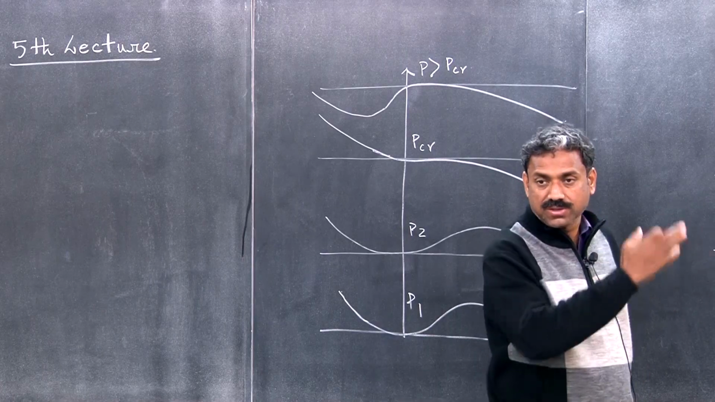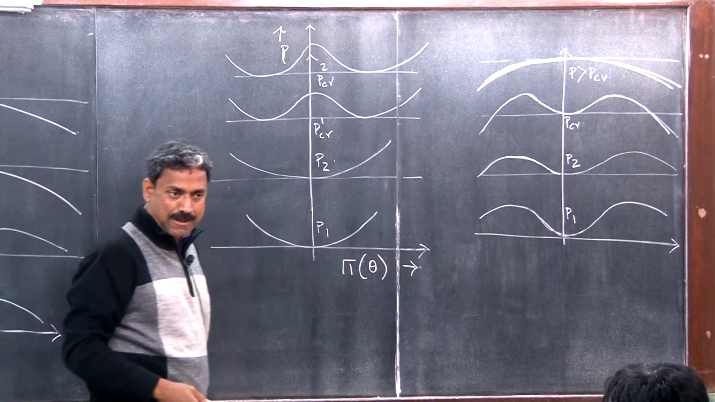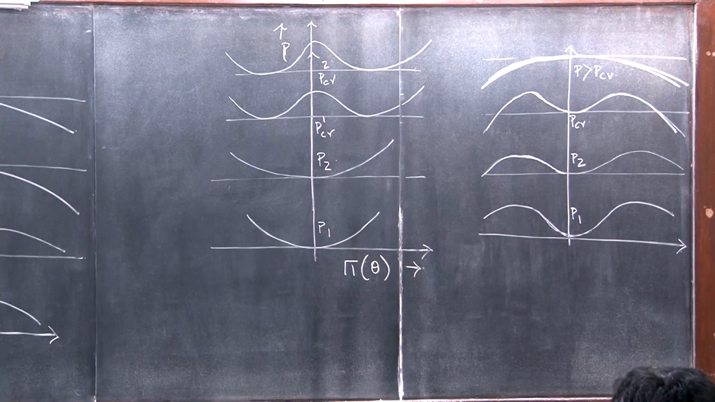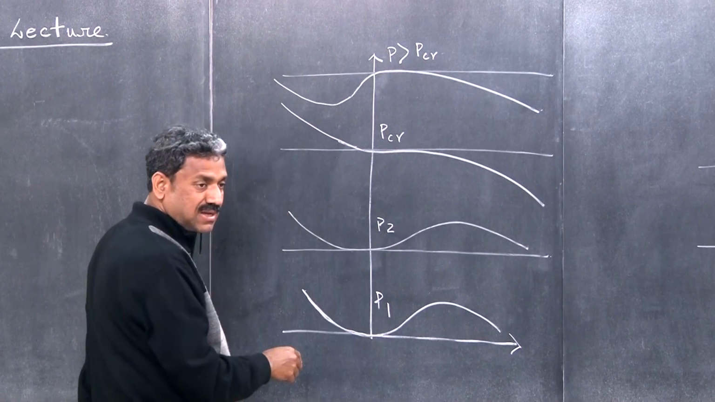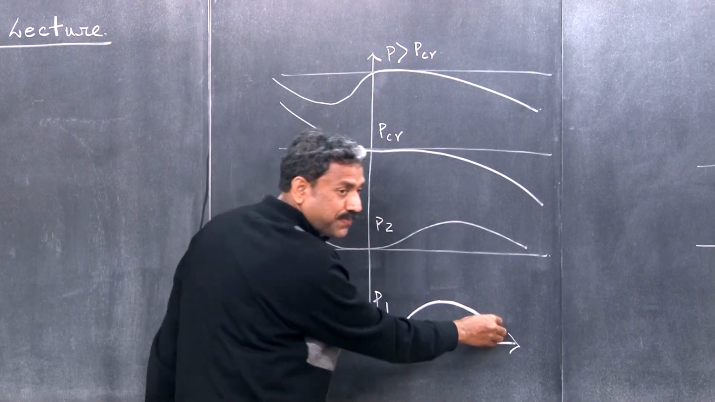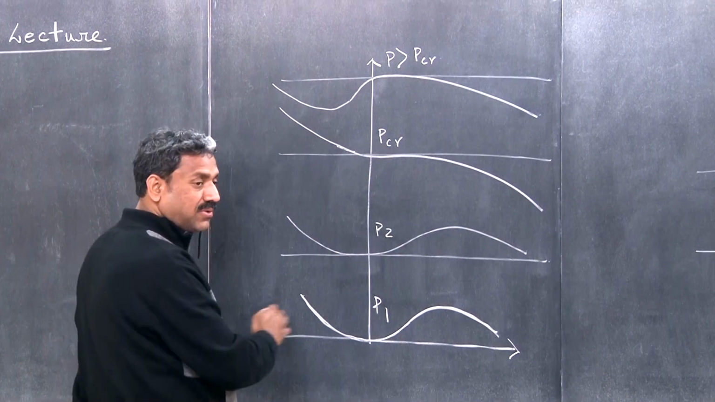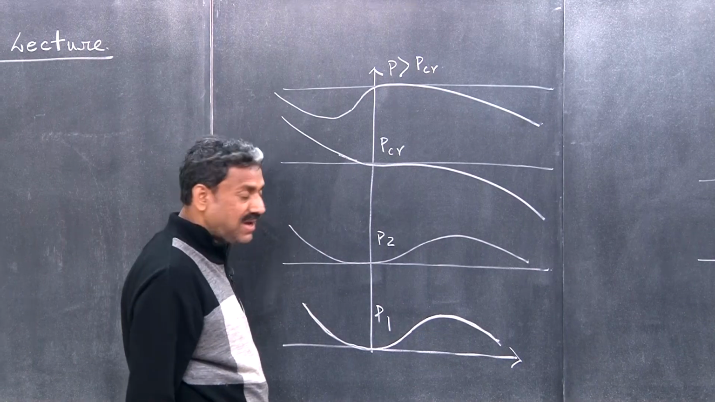function is symmetric with respect to the fundamental configuration, theta is equal to 0, right? These are all symmetric, right? Here it is asymmetric. You see that here it is stable when P1 is less than P critical, right? But here it is unstable. Do you see that? That's what I say. For theta anti-clockwise it was stable, but theta clockwise is unstable, right?